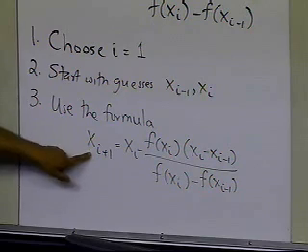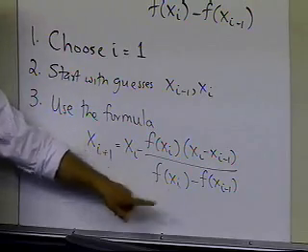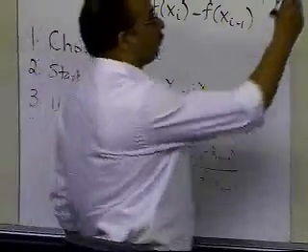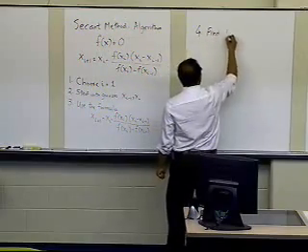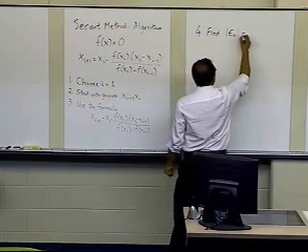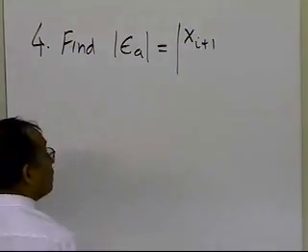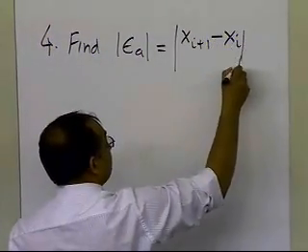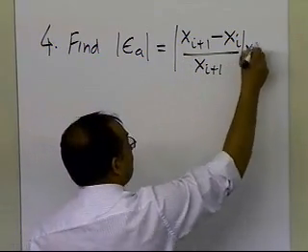But before I start using the new estimate of the guess which I have obtained and one of the previous estimates, I've got to figure out what the relative approximate error is. So the fourth step is to find the absolute relative approximate error between the present approximation and the previous approximation. The present approximation is x of i plus 1, the previous approximation is x of i, divided by x of i plus 1 times 100.